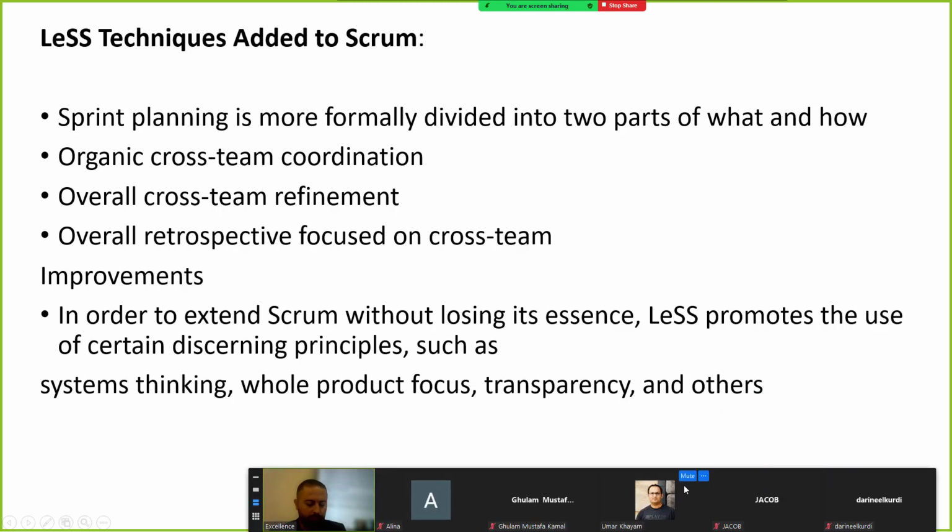Let's promote the use of certain guiding principles such as systems thinking, a whole product focus, transparency, and other things.